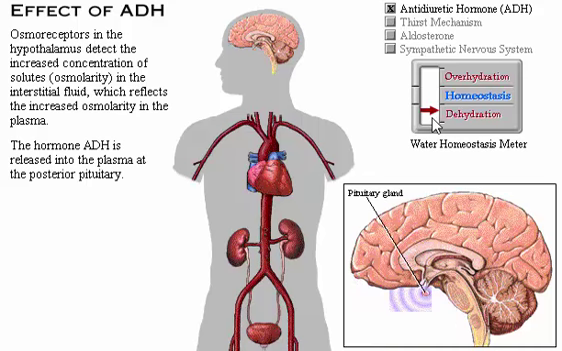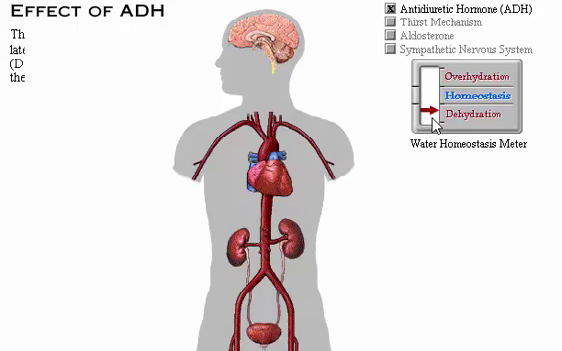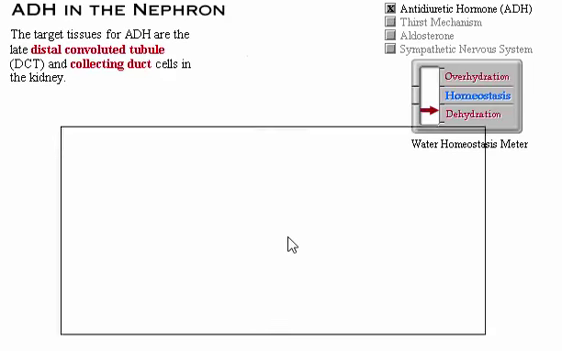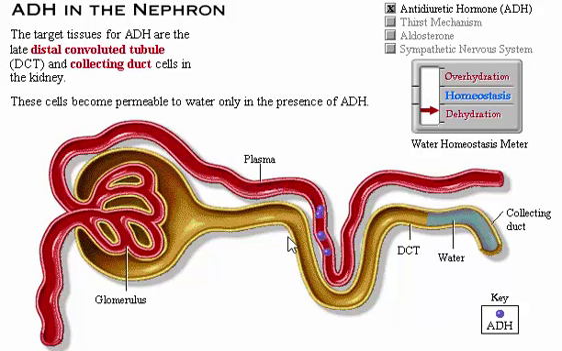The target tissues for ADH are the late distal convoluted tubule and collecting duct cells in the kidney. Click the kidney to see how ADH works there. The cells of the DCT and collecting duct become permeable to water only in the presence of ADH. ADH promotes the addition of water channels into the cells of the late distal convoluted tubule and collecting duct, allowing water to move from the filtrate to the plasma by way of osmosis. ADH therefore increases the reabsorption of water.